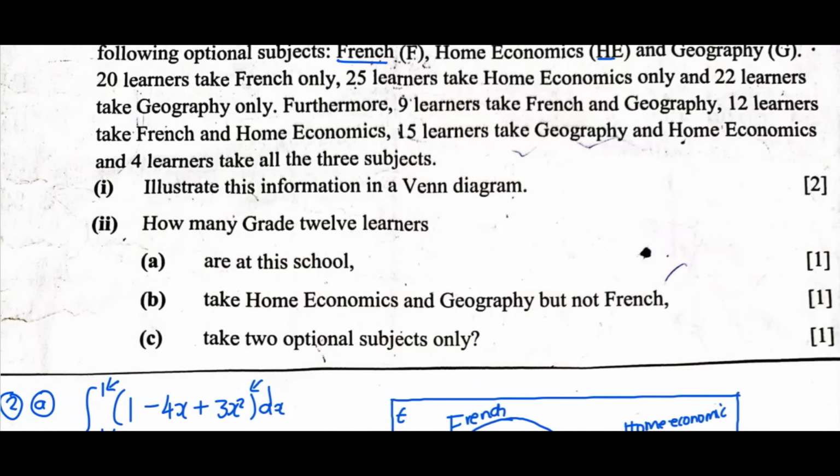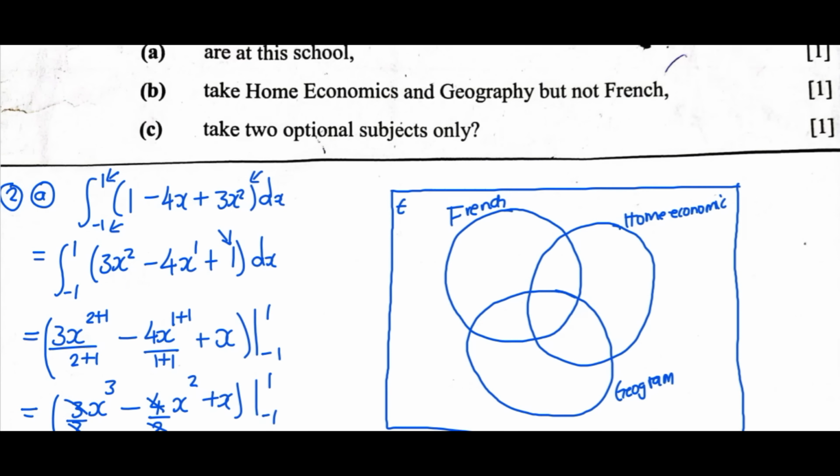So first begin by indicating those that did all the 3 subjects. So 4 learners take all the 3 subjects. So we are going to indicate this. So 4 will be here. This is the intersection of all the 3.